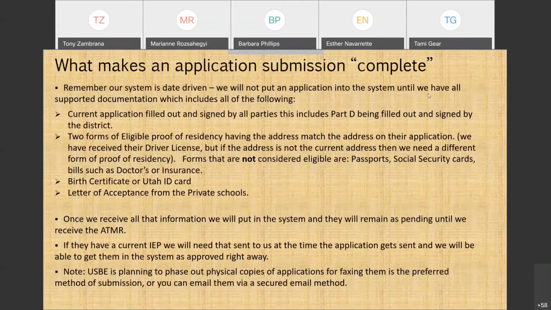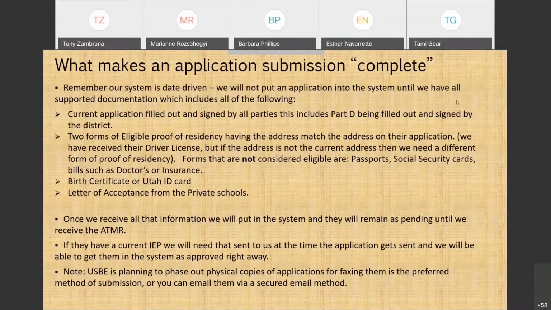Okay, thank you. So I'm just going to read over this information here, but our system currently is date driven. And again, like Tony said, we're not going to put anything in the system as pending until we have all of the following documentation. The current application needs to be filled out and signed by the parents. And then Part D would need to be filled out and signed by the LEA.